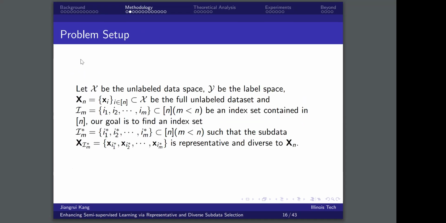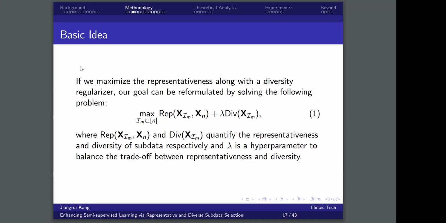So here is the problem setup. Those notations are kind of hard to read, but you just remember that X_N refers to the full unlabeled dataset, and I_M refers to an index set, and X_{I_M} refers to the selected subdata. And our goal is to find a subset of data that is representative and diverse to X_N. The basic idea is to solve the following optimization problem. So it's to maximize the representativeness with a regularizer of diversity.